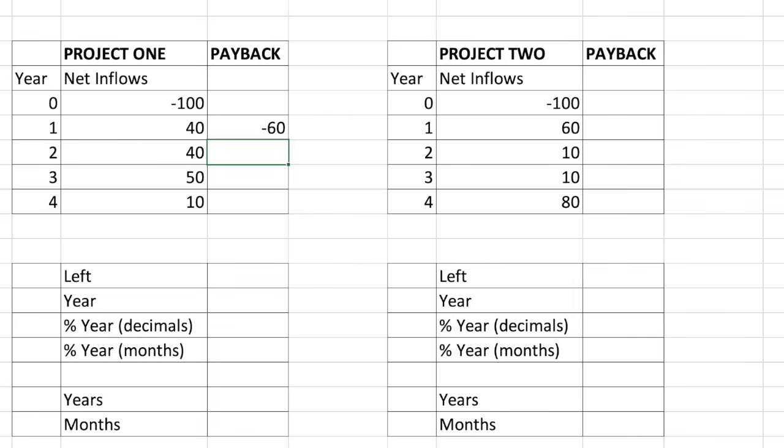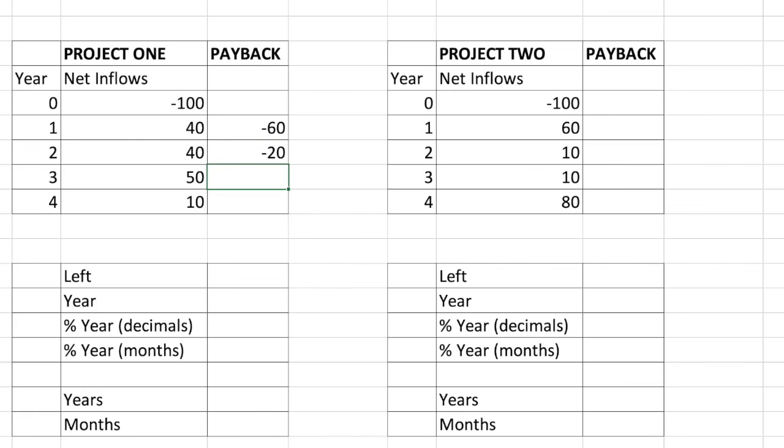Then in year 2, we have net inflows of 40. So if we want to calculate how much we have left to pay back, what we would do is take minus 60 and add on year 2's inflows of 40. So that means we have 20 left to pay back. And clearly so far we have paid back 80, 40 plus 40. And then we will do that for the next year.